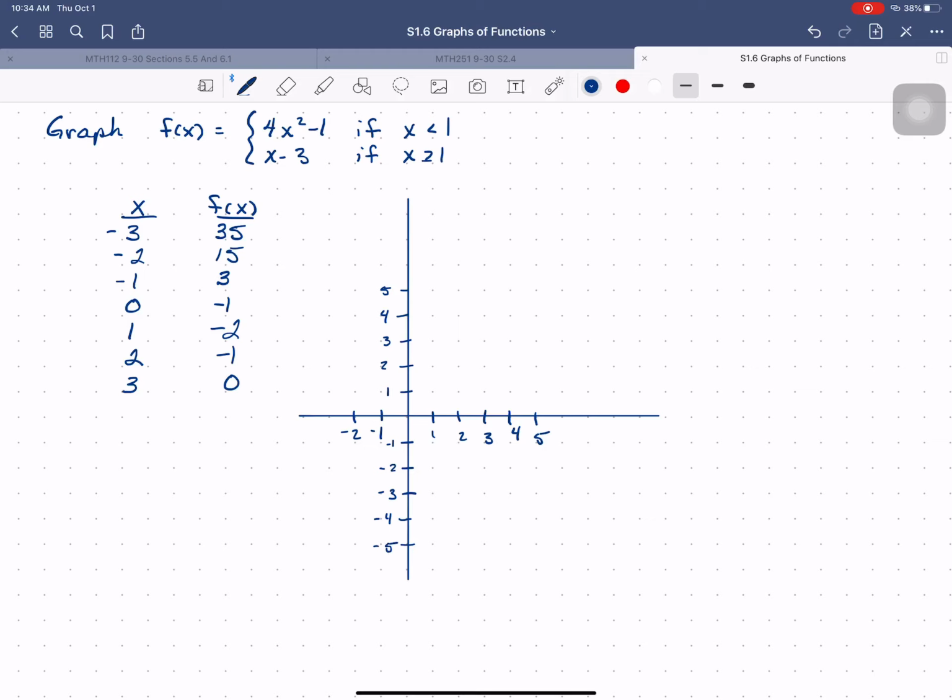And now we just plot our points. So the negative 3, 35 and the negative 2, 15 are not on my grid, but negative 1, 3: if x is negative 1, y is 3, that point's about here. If x is 0, y is negative 1.